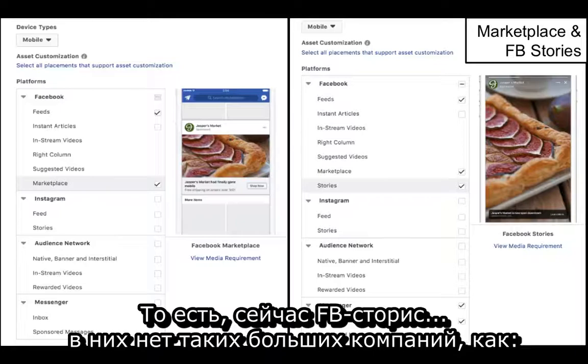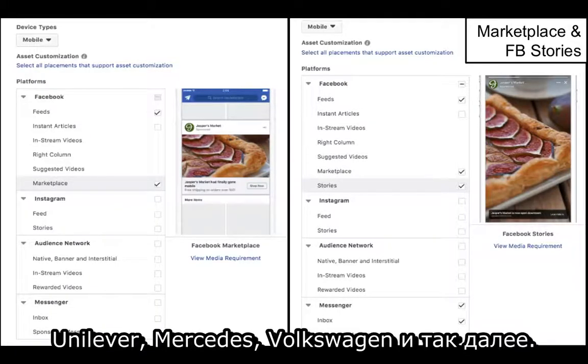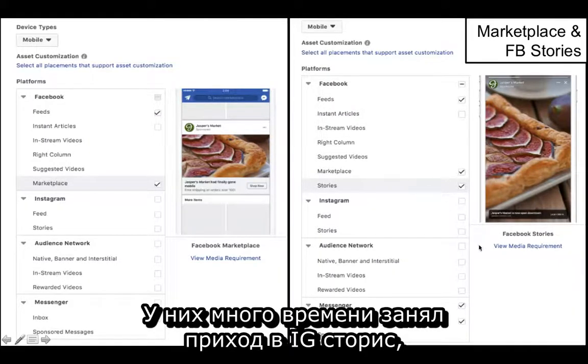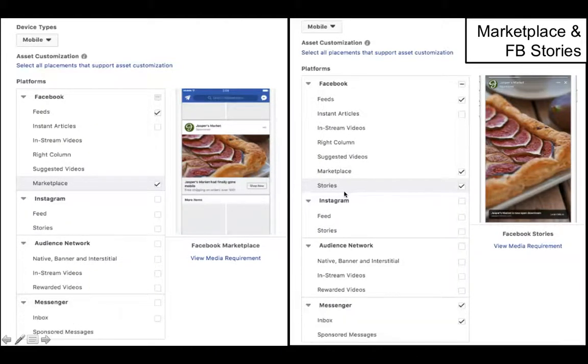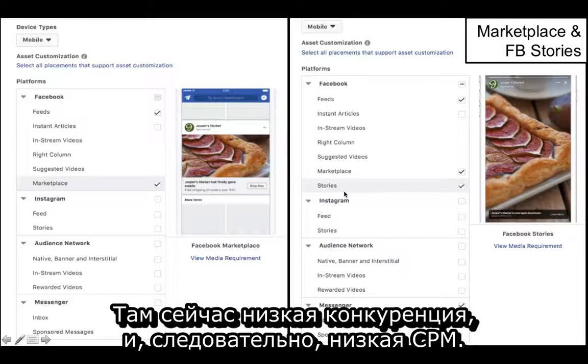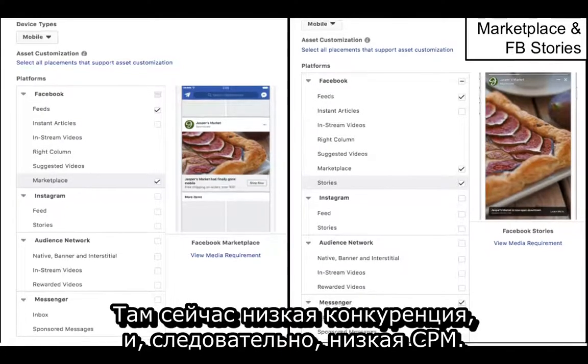Right now on Facebook Stories, the huge companies, let's say Unilever or Mercedes or Volkswagen, they're not on Facebook Stories. It took them very long to adopt Instagram Stories, but Facebook Stories is a new field for them, and all the big ones are not there, and therefore there's low competition, and therefore the CPMs are also cheap.